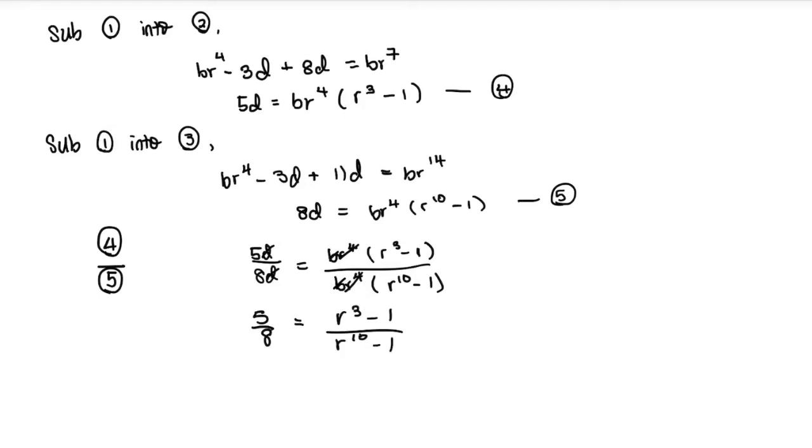So usually AP GP questions, they're all very, very similar. You just need to divide them. Find a way to get rid of everything else but whatever the question is asking. So in this case, they're asking for r. You get rid of everything else but r. So you're left with all of these.